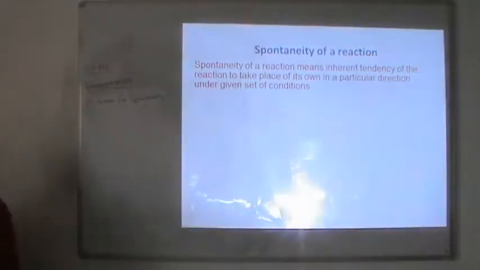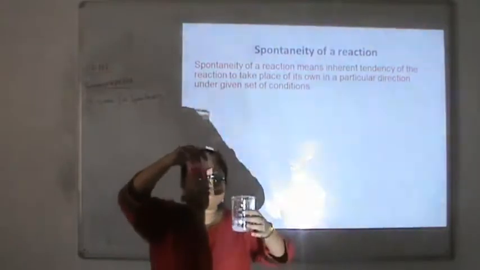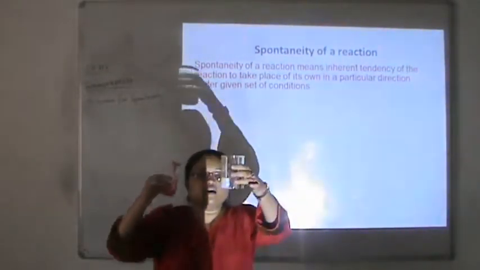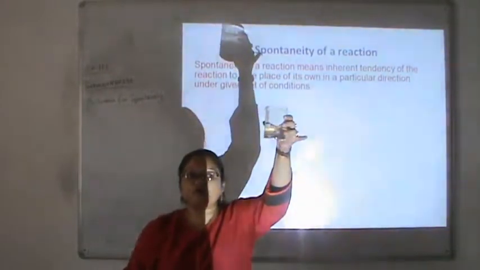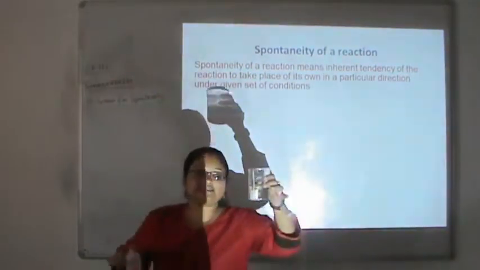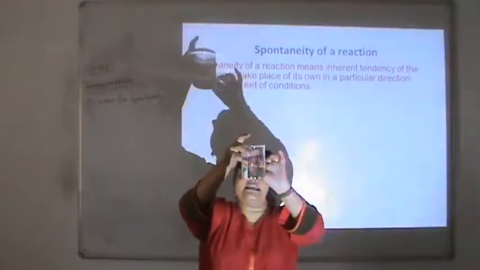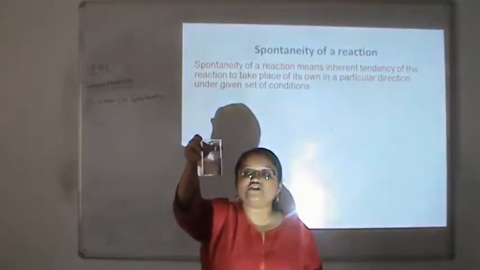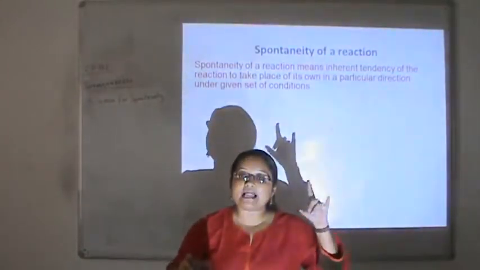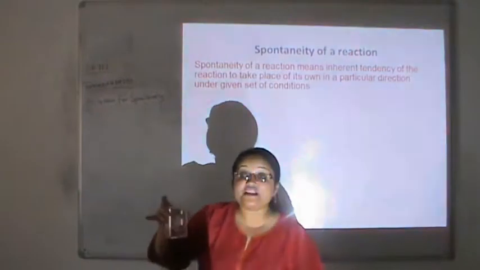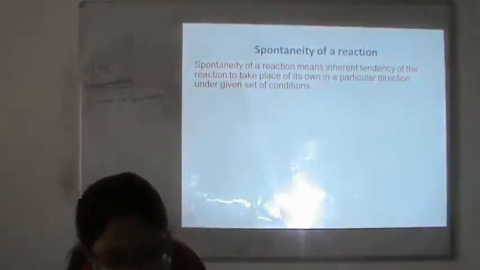Another spontaneous process: if we add some indicator, some colored substance, to this water, this substance spreads through the water body. That means the small molecules of this colored substance gradually mix into the water body, so the disorderedness of these molecules gradually increases. So what are the two criteria of spontaneity? Number one, enthalpy decreases. Number two, entropy increases.